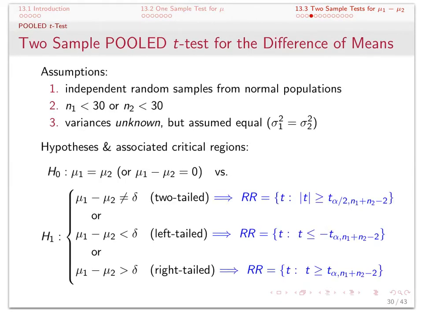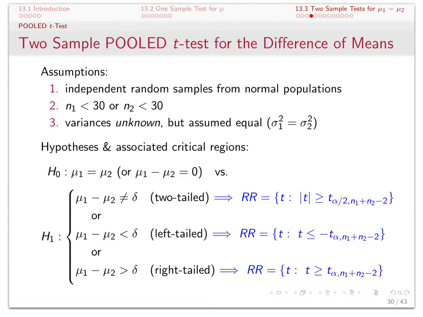What happens in the case where we are drawing independent random samples from normal populations, but either one or both of the sample sizes are less than 30 and our variances are unknown? Then we're going to proceed similarly to the way we did with confidence intervals. In particular, we're going to look at a two-sample pooled t-test for the difference of means. So the highlighting features of this are that we are likely to have one or more of our independent random samples being small, and our variances are unknown, but we'll be assuming that the variances are equal. So our assumption is that sigma 1 squared is equal to sigma 2 squared.